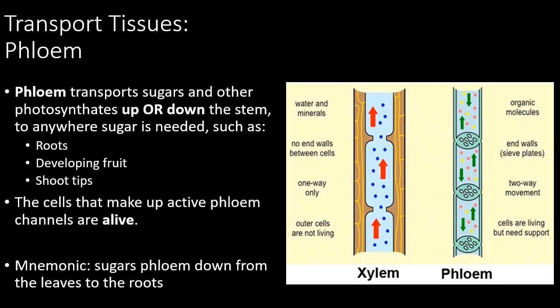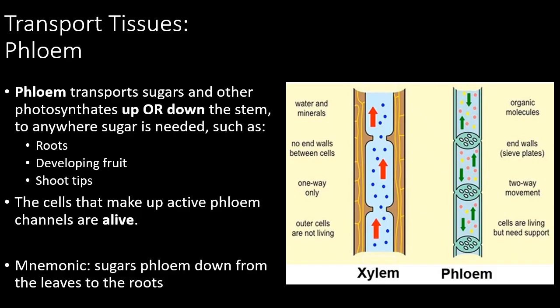The cells that make up phloem are actually alive. The flow of water in the xylem has to occur pretty rapidly because plants use a lot of water. The sugars the plant can afford to move a little bit more slowly. And so the cells which make up phloem are actually alive. They don't have to be these empty tubes that can transport large amounts of water really quickly. That's another difference between xylem and phloem.